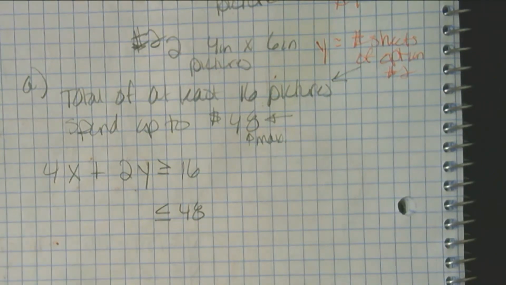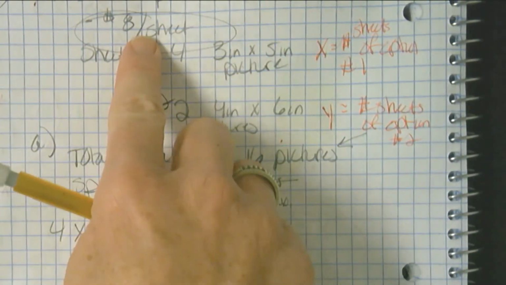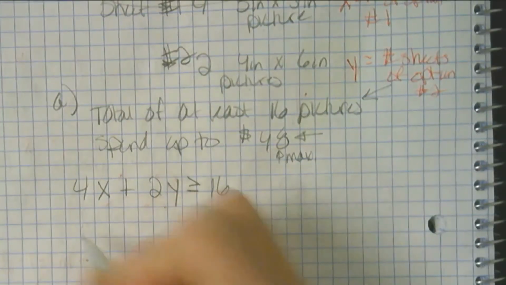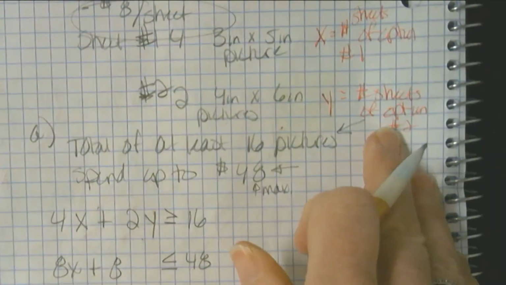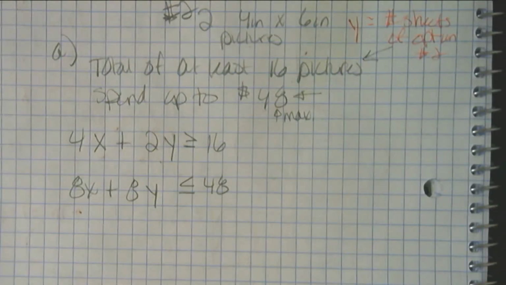Okay, so now let's do the actual math for money. Well, I know each sheet is $8. So $8 times the number of sheets for option 1, 8 times X, plus $8 times the number of sheets for option 2, that has to be a maximum of $48 or less than or equal to $48. So there are my 2 inequalities.